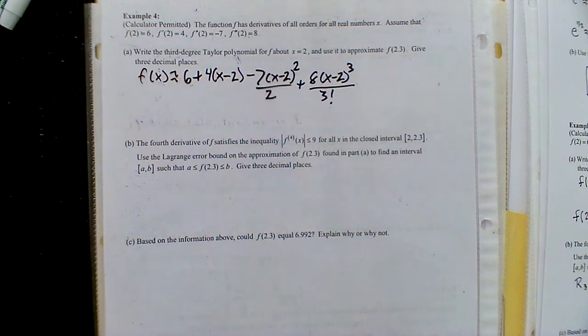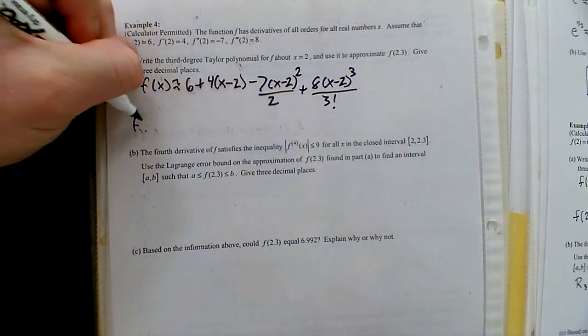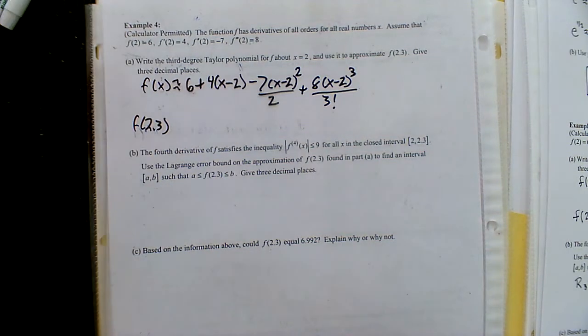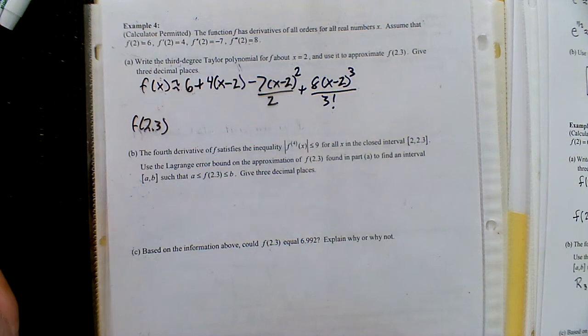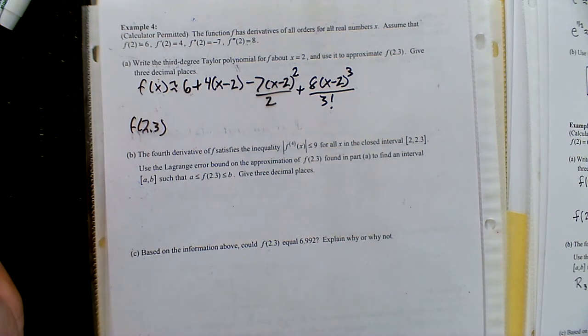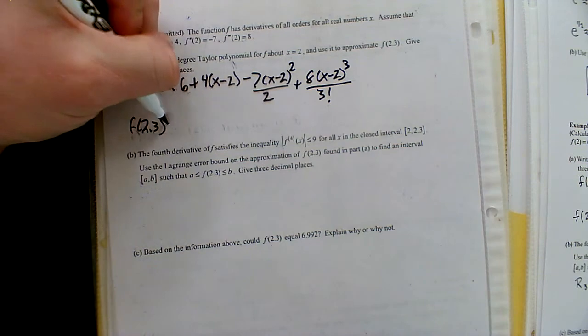All right, so next, now we need to approximate the value of f of 2.3. So you're going to need your calculator. You're going to plug in 2.3 to all of these x's and find an approximate value. It's going to take a little bit to type that in, but go ahead and approximate f of 2.3.